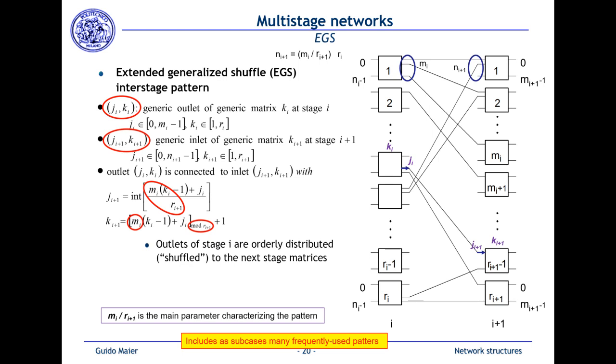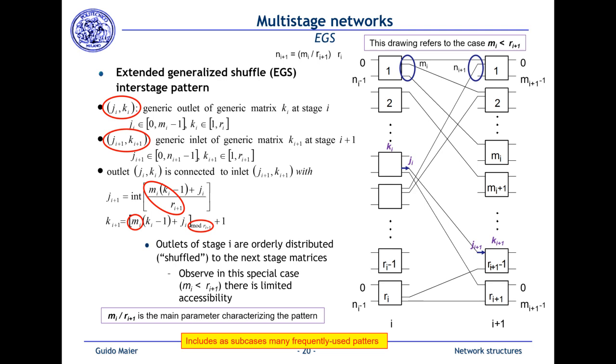And if you notice here, there is an integer function and a modular division. This gives you the type of, let's say, cyclical behavior of this shuffling operation. Moreover, this ratio is useful to understand if a matrix that is in stage i is connected to all the matrices of the next stage or just a subset. And this, as we will see, is quite important to understand the property of the overall multi-stage architecture that you want to design.